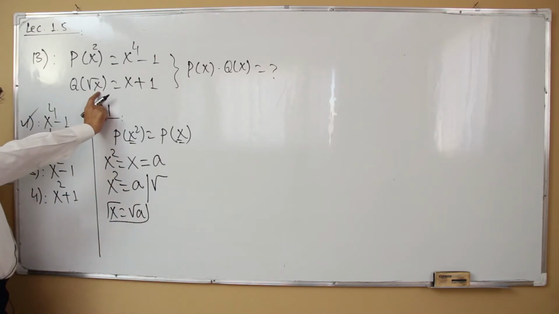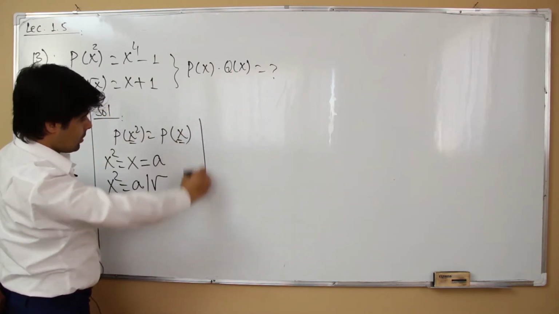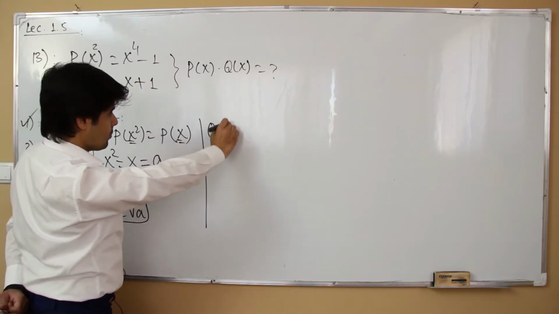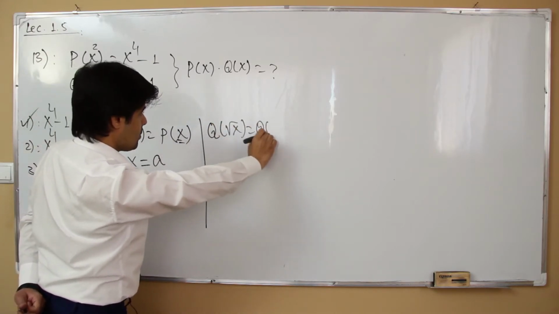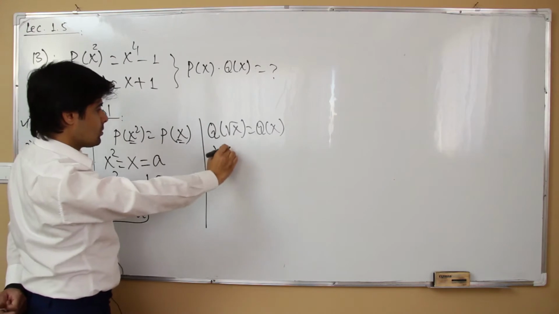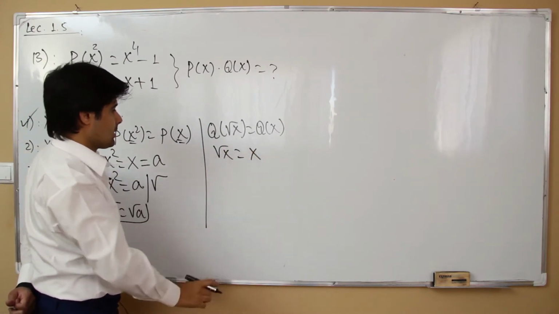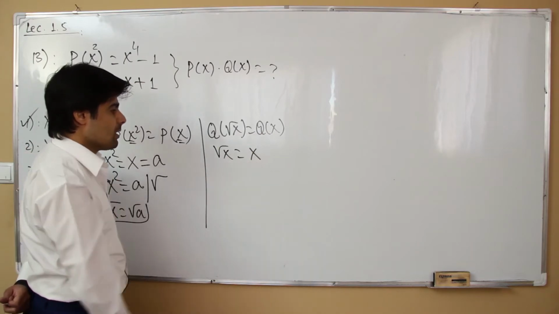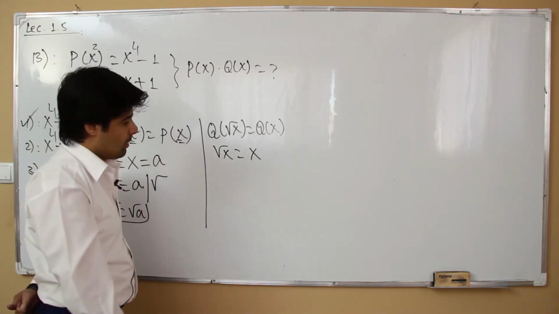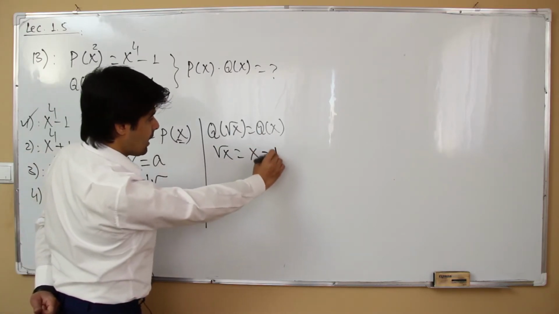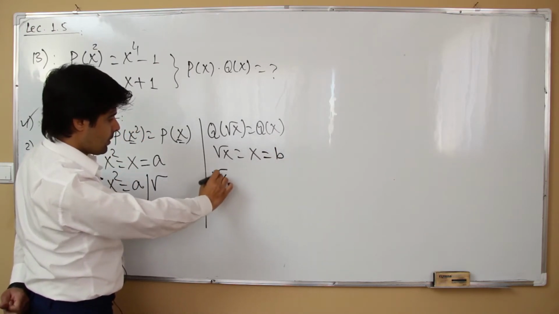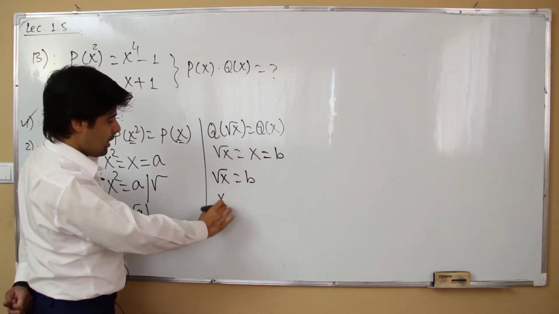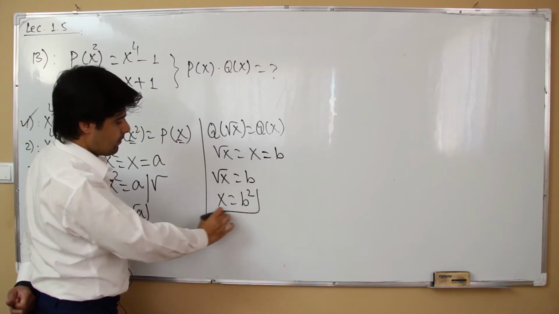This q(√x) should be equal to q(x). Now this root x is equal to this x, but this x and this x are different. Maybe this is the small one, this is the capital one. So instead of this x, I will write b. Root x is equal to b. x is b². Am I right?